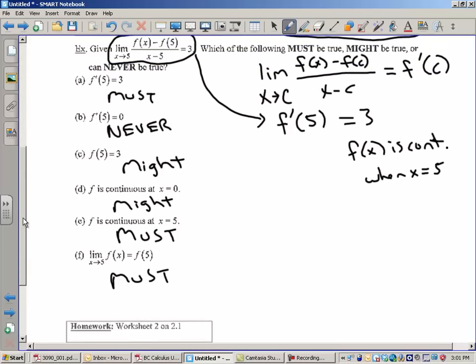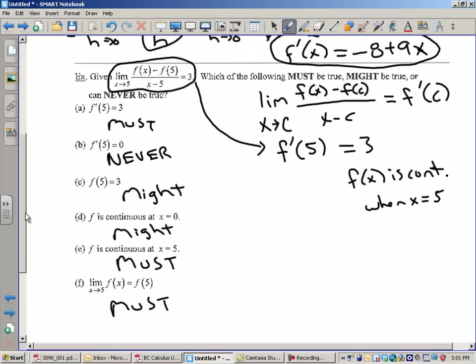So tomorrow in class, you're going to work on a worksheet to really try and solidify what a derivative means, the difference between differentiation and continuity, and really how they're connected as well. And I will see you guys then.